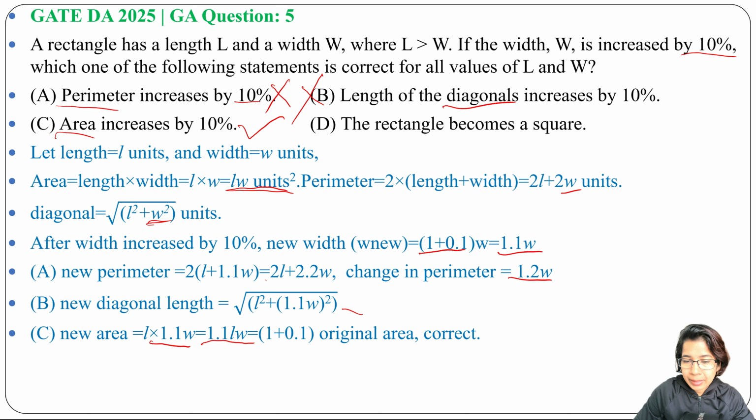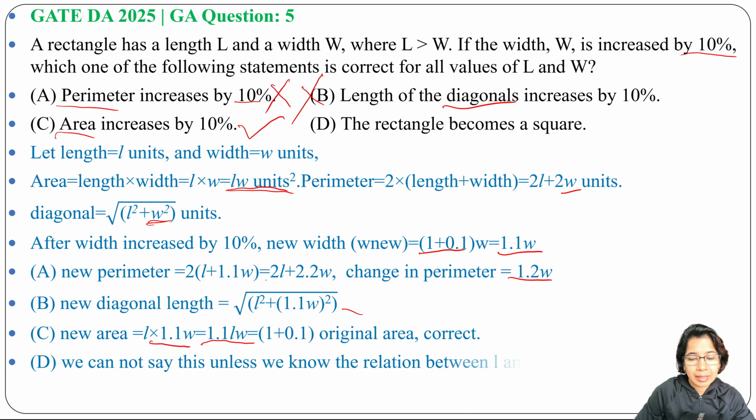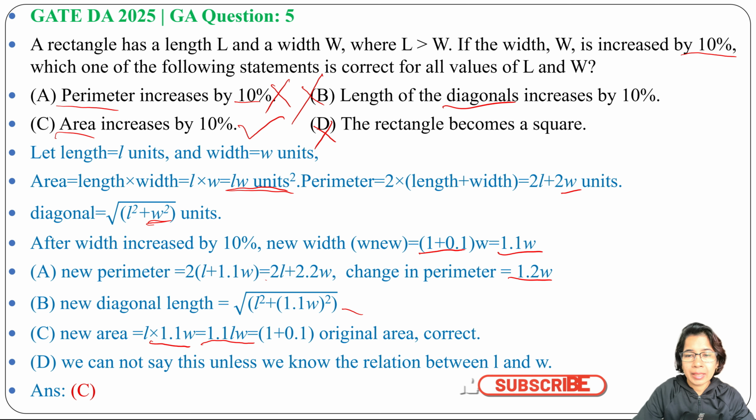Area increased by 10%. Next option D, the rectangle becomes square. It's not given exact length or width, so we cannot say from this information that the rectangle becomes square, as we have no idea about what exactly the length and width are. So the answer will be option C. Area increased by 10% when width is increased by 10%.